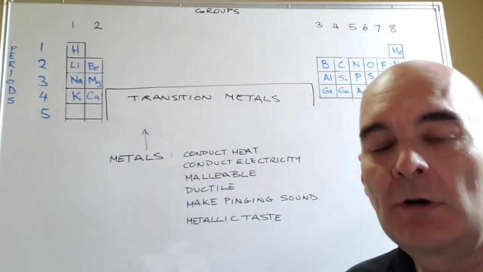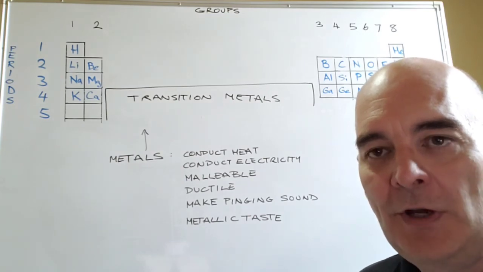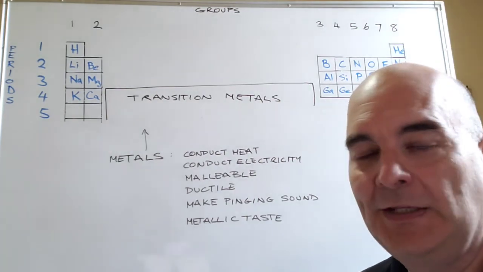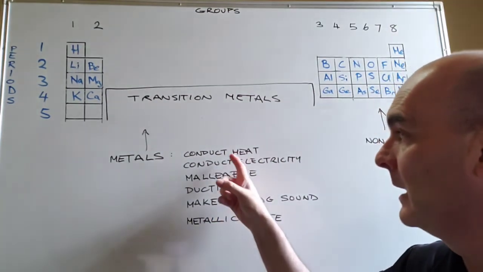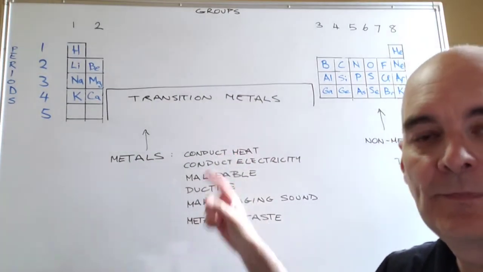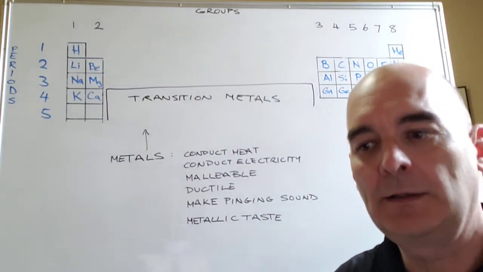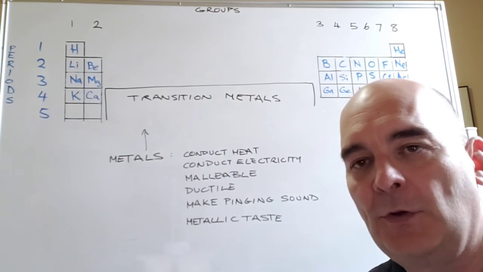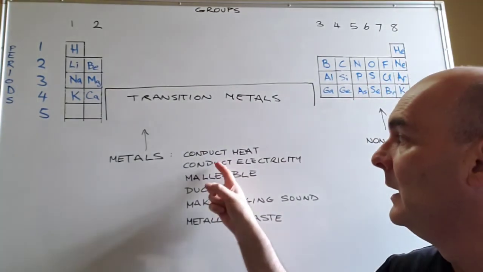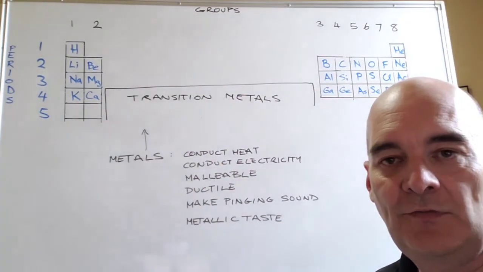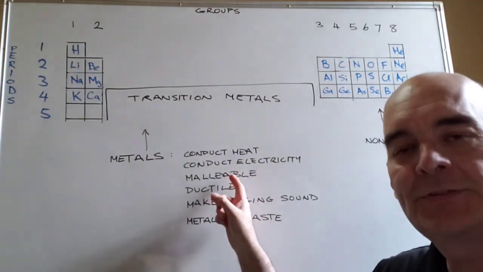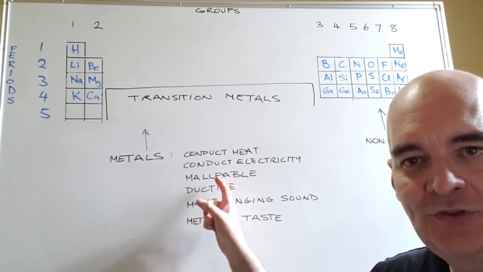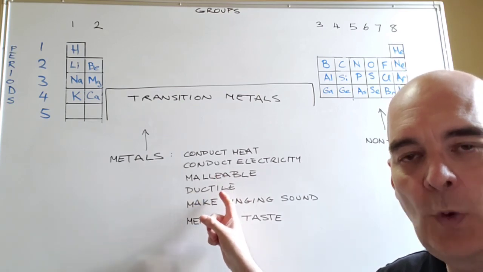The vast majority of elements on the periodic table are metals, and metals have things in common with each other. Metals conduct heat. Often when you touch a metal, it's cold, and then it pulls the heat away from your fingers. It conducts the heat away. Metals are known to be conductors of electricity. Metals are malleable and ductile. It means they can be hammered into shape and extruded into wires.